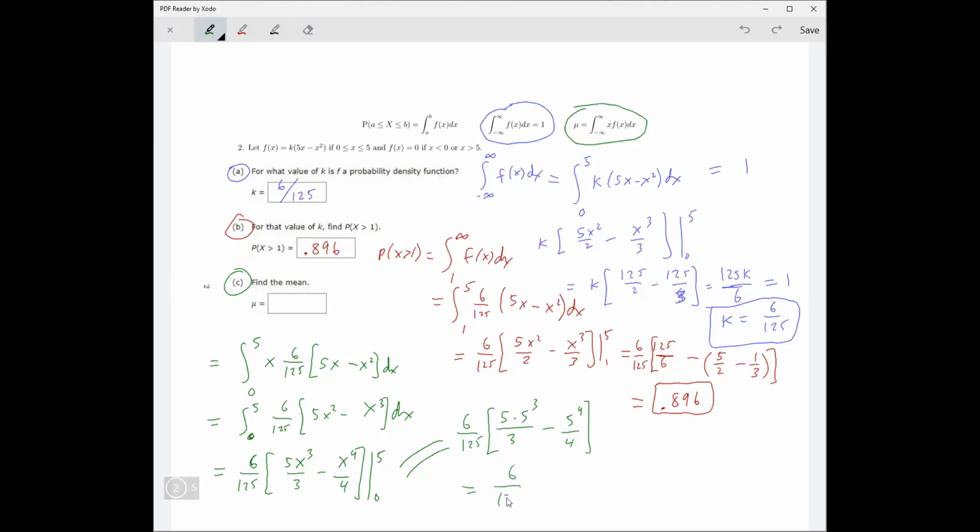Okay, so you have 5 to the 4th over 3 minus 5 to the 4th over 4. That's going to be 5 to the 4th over 12. And let's see here. This is 5 to the 3rd, so that's going to wipe out 3 of those. That's just a 5. And then this is going to reduce that to a 2. So in the end, I get 5 halves.